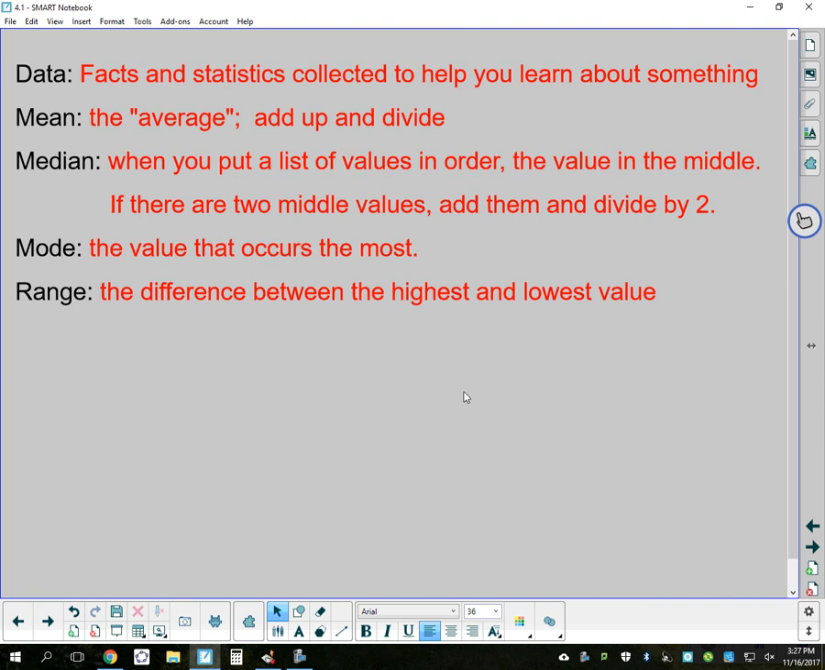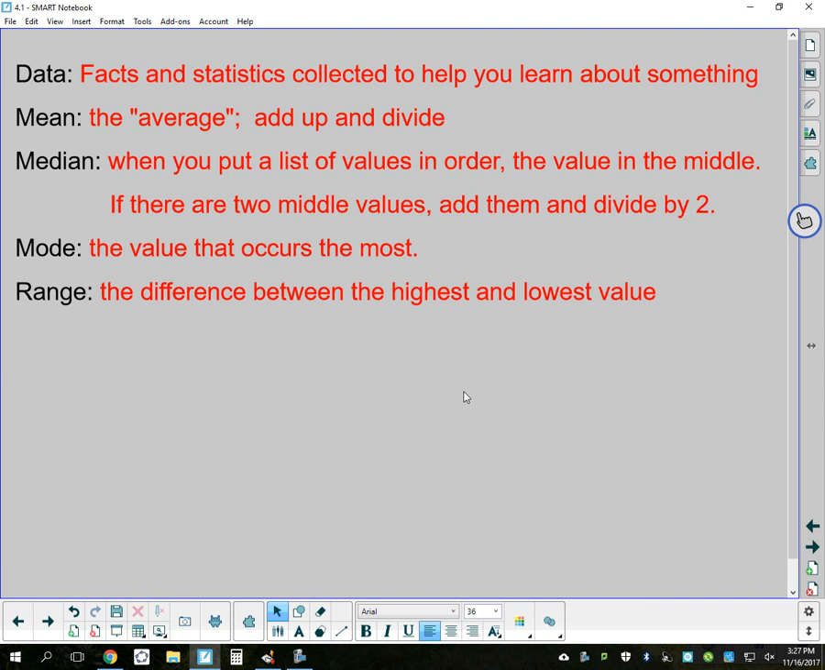Mean, median, mode, and range. You guys know these. You've done these in middle school. You're familiar with them. Mean is the average, of course. You add up all the numbers and you're dividing by however many you added up. Median, when you put a list of values in order, the value in the middle. You can technically put them in any order you want, whether you want to do least to greatest or greatest to least. I always prefer least to greatest just because that's counting order. That seems to make the most sense. If there are two values in the middle, we know we need to add those up and divide by 2. Essentially, you're averaging the two middle values.